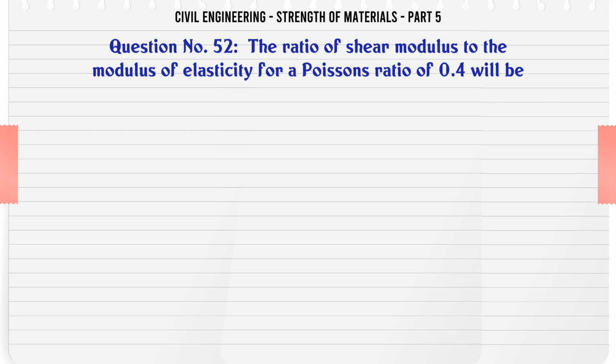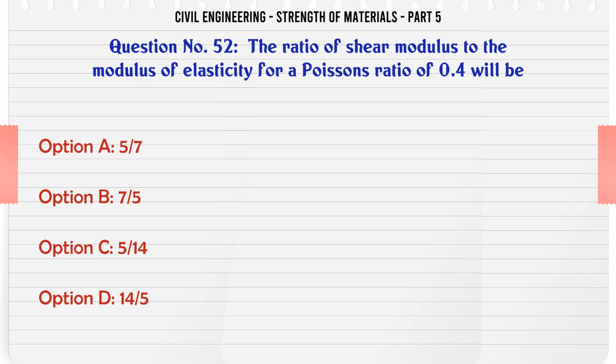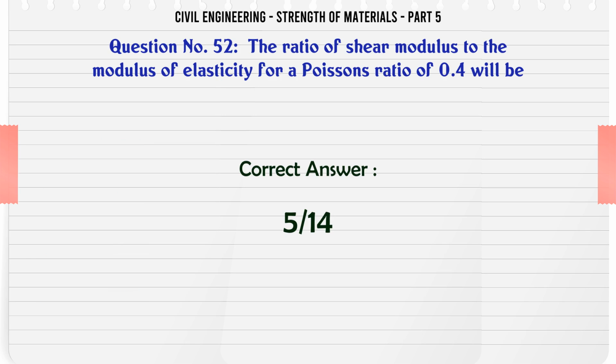The ratio of shear modulus to the modulus of elasticity for a Poisson's ratio of 0.4 will be: A. 5.7, B. 7.5, C. 5.14, D. 14.5. The correct answer is 5.14.